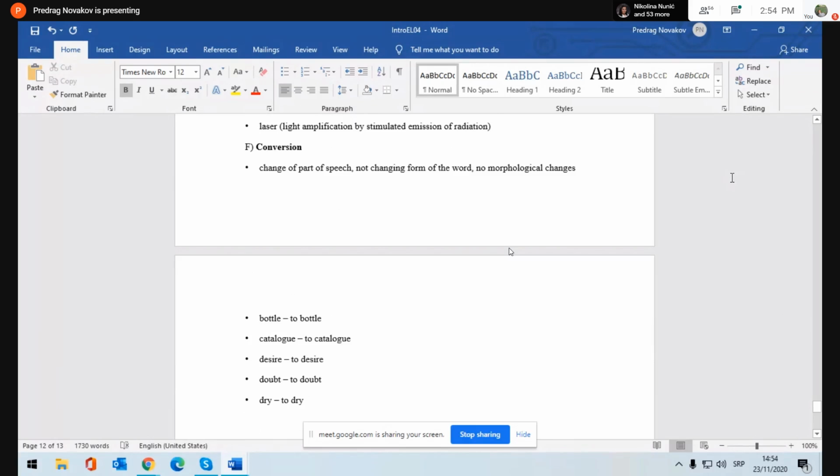Rapid eye movement. Yes, exactly. Anything else you wanted to say? Rapid eye movement, yes, okay. So think about it, REM, rapid eye movement. It's a group, but students usually don't know where it comes from, okay?